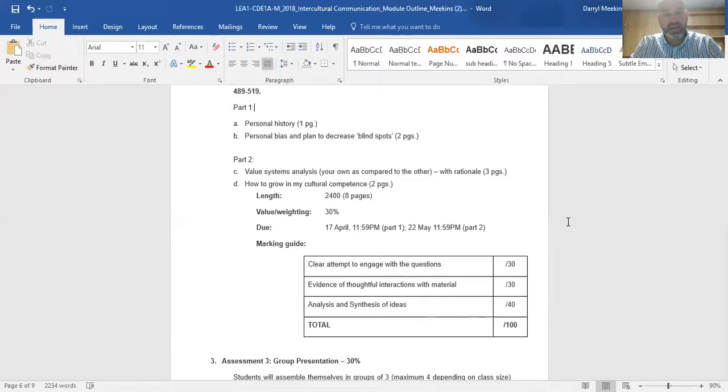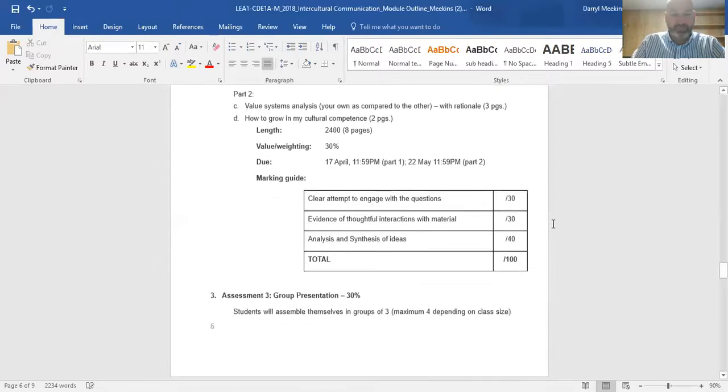So you combine both of those papers, and that's where you get the total length of 8 pages that is due for that assignment. The first part will be due in April, the second part will be due in May, but combined they will form one grade.